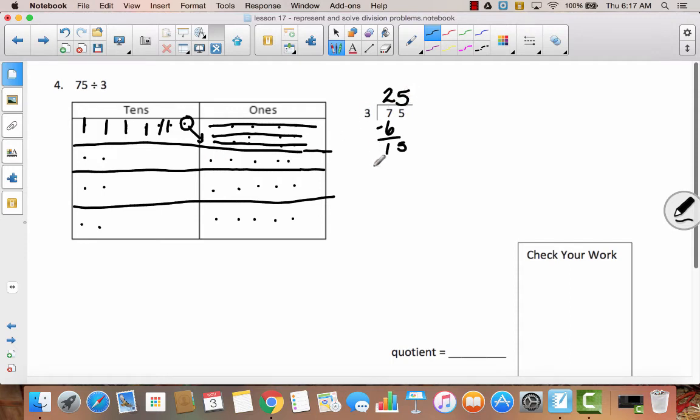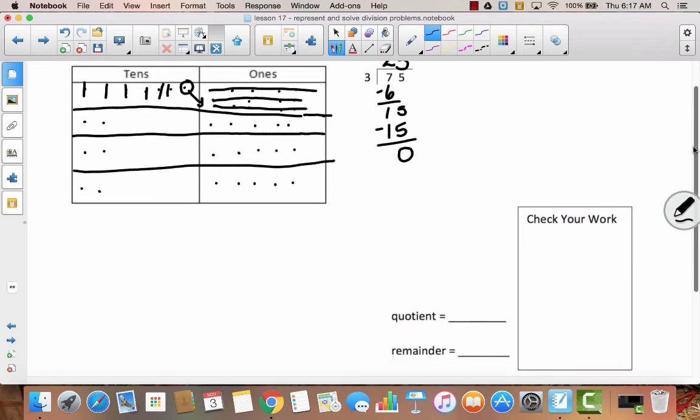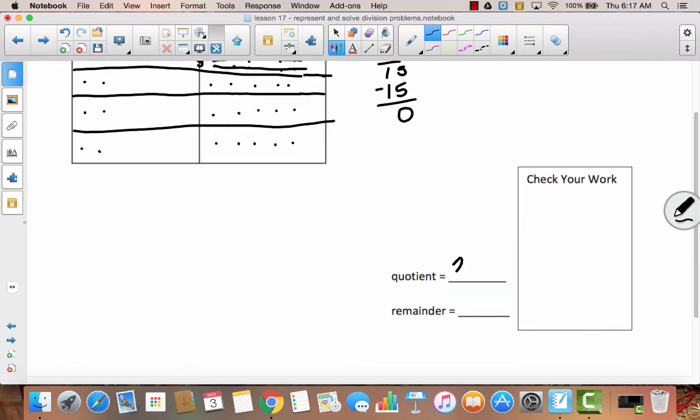And 5 3 times is a total of 15. So that's why I have 0 here, because I had a remainder of 0. So look at my answer. 2 tens, 5 ones in each group, so my answer is 25. So I have a quotient of 25 and a remainder of 0.